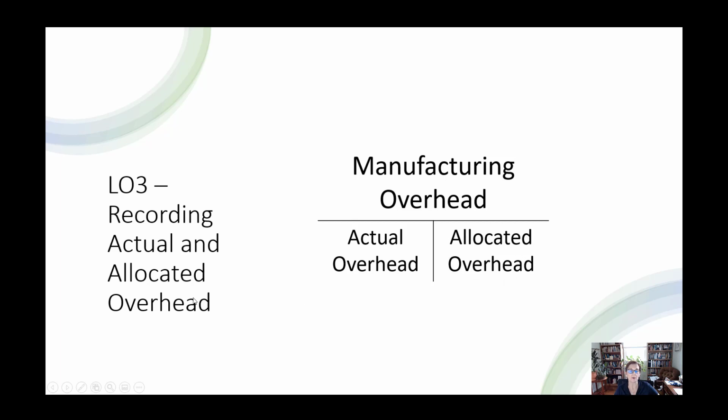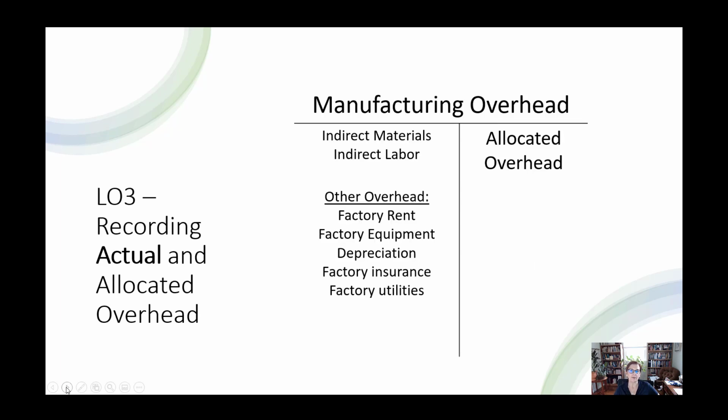And that allocated overhead is a credit. And then at the end of the period, we're going to fix the difference between the actual and the allocated. Stay tuned for that. All right, so this is what our manufacturing overhead might be hit by. It's going to be debited by indirect materials and indirect labor. We saw that already. Other kinds of overhead might be, of course, there are others, factory rent, for example, depreciation on your factory equipment, insurance, utilities. So any of those costs will get debited to manufacturing overhead, and whatever is credited would be cash or accounts payable, or we'll see some other examples next.